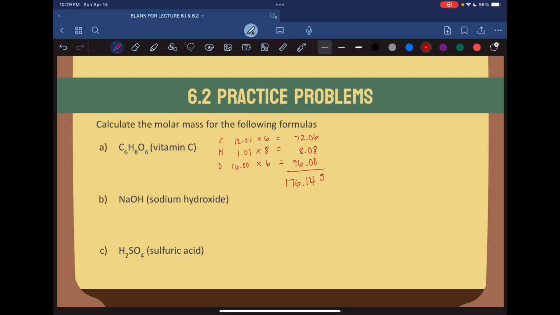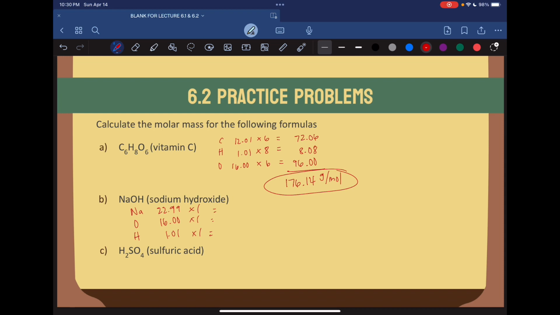176.14, don't forget your unit, grams per mole. What about sodium hydroxide? Na is 22.99, there's only 1 of them. O, 16.00, also 1, and H, 1.01 times 1. You won't always have to multiply by 1 to show your work.